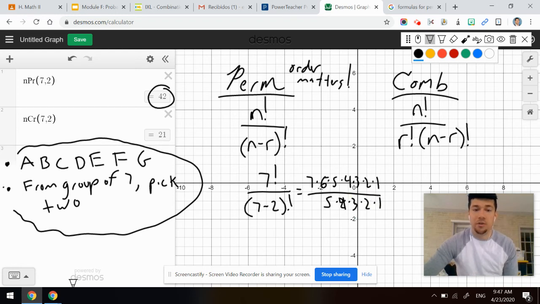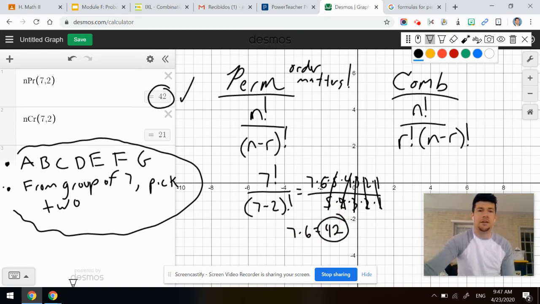A quick way that I like to do these, especially with permutations, is I like to just cancel out my factors, and I end up with 7 times 6, which is 42. So that's how you do it by hand. And it is good to know how to do it by hand, necessary for us, okay? The next thing is how to run through a combination. So let me do some erasing right here.